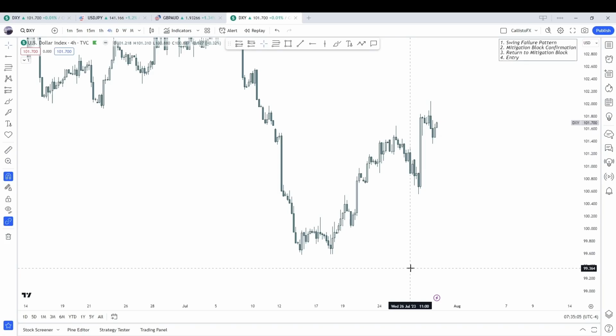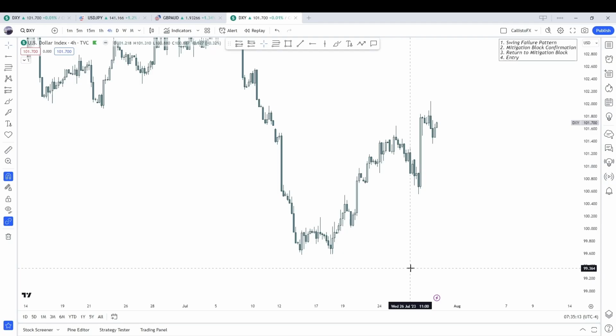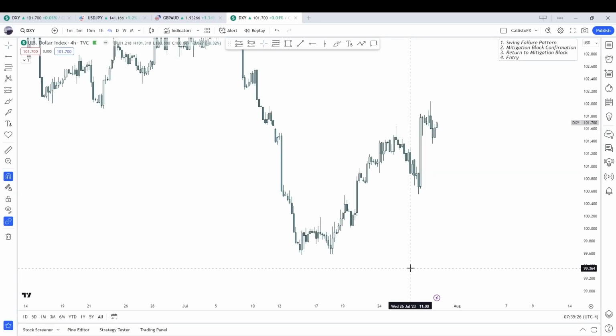And we also went through how we use mitigation blocks to trade. We need to wait for price to return to the mitigation block, and then we can place our entry dependent on a bullish or bearish scenario. If we're looking for buys, our mitigation block will be a bullish candle, and if we're looking for sells, our mitigation block would be a bearish candle.